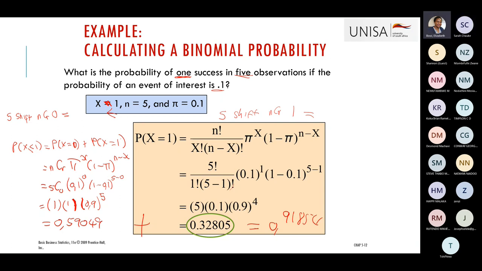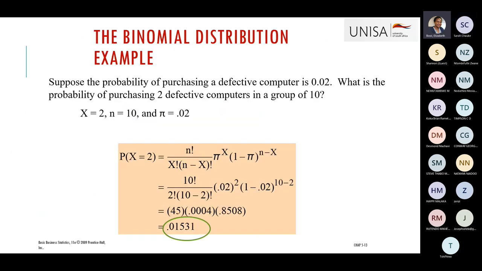Thank you. All right. So I'm now going to do this exercise, which is almost exactly the same as the one that we did. The probability of success here is 0.02. Our X is 2 and our N is 10. And you just calculate the probability. I want to go to the table.